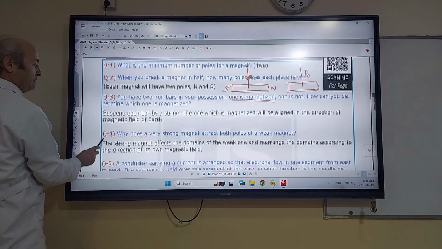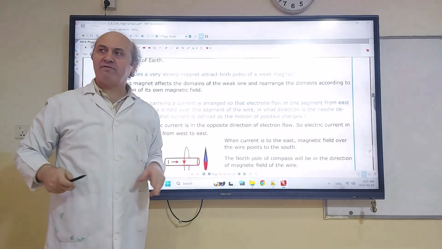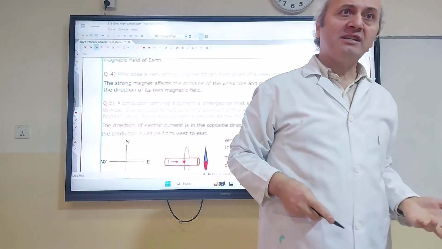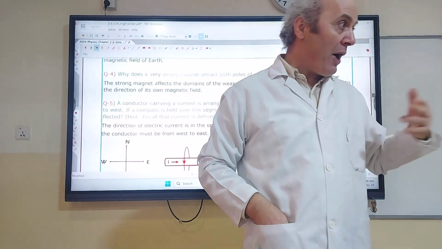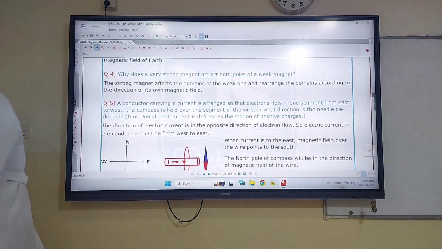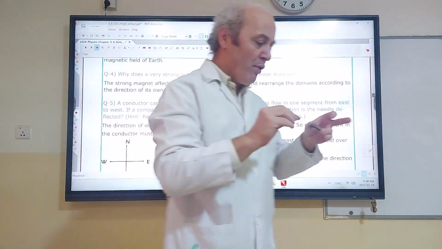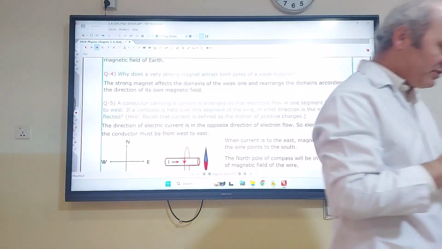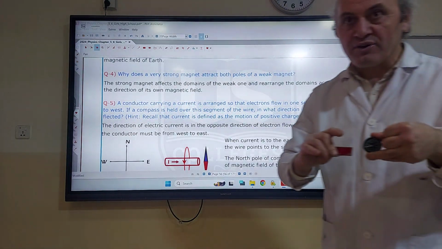Clear? Question number 4. Why does a very strong magnet attract both poles of a weak magnet? It's surprising. Normally N pole attracts S, S pole attracts N. But how do S and S attract each other? How do N and S, N and N attract each other? This is how it happens. Now, I'm going to show you with the compass example. When I hold the N pole of the magnet close to a compass, as you see, it faces S. What is happening? N and S face each other. N attracts S.